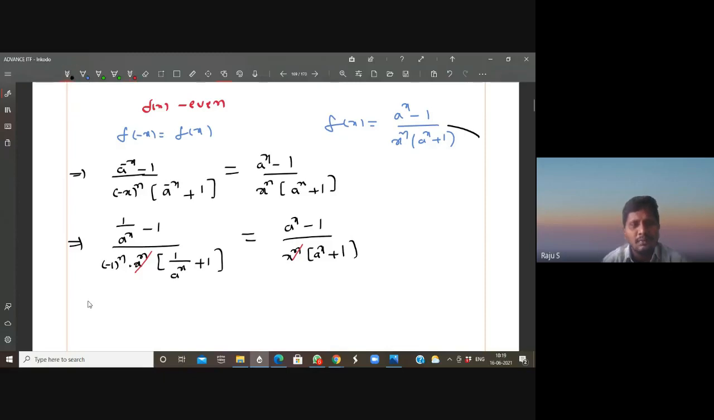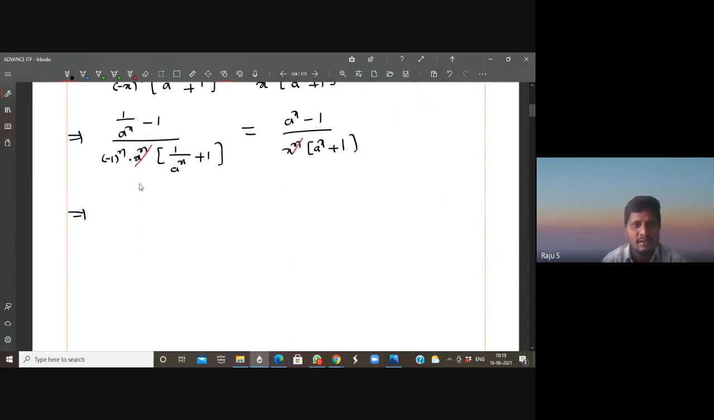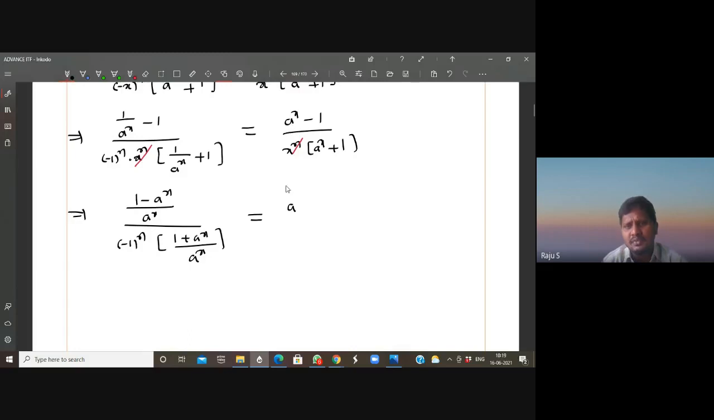Now you can take LCM in numerator and denominator. Take LCM in numerator and denominator here: (1 minus a^x) all divided by (minus 1) whole power n, into, then again take LCM, a^x here, 1 plus a^x. And the right side is a^x minus 1 by a^x plus 1. When I take minus common here, students, what happened? Minus common here, a^x minus 1 by a^x plus 1.